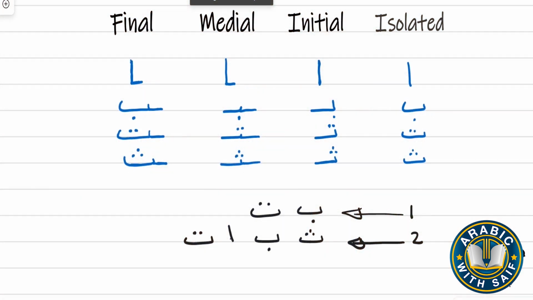Okay, now I will show you some letters and you try to connect them to form a word. And if you have any question, just write it in the comments. I'm always ready to answer and help you. These two letters, Ba and Ta, and these four letters, Tha, Ba, Alif, Ta. Try to form two words.